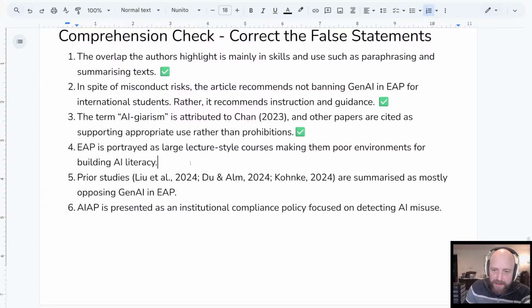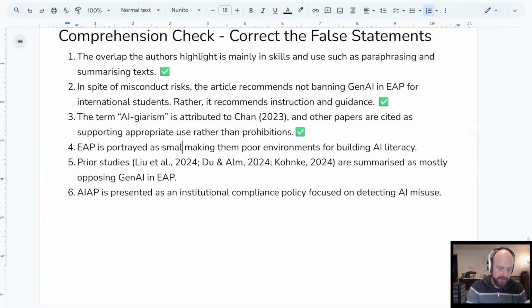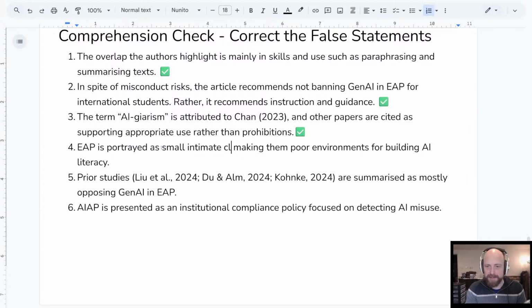EAP is portrayed as large lecture-style courses, making them poor environments. No. As small, intimate classrooms, making them good environments for building AI literacy. They also emphasize discussion, if you remember.